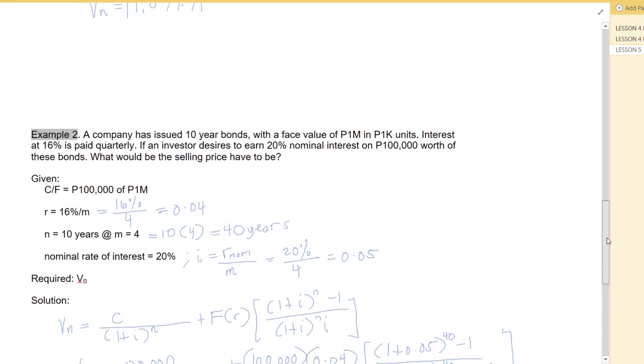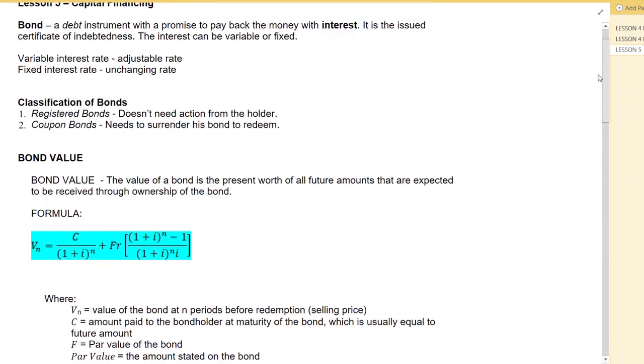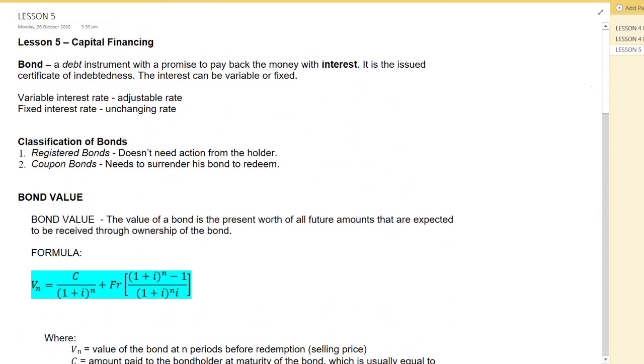Okay, so that ends our discussion on capital financing, the bonds.